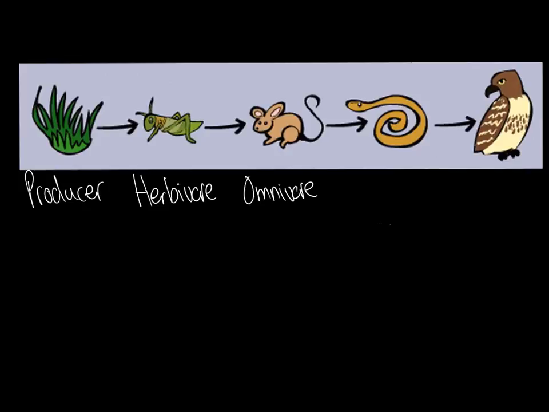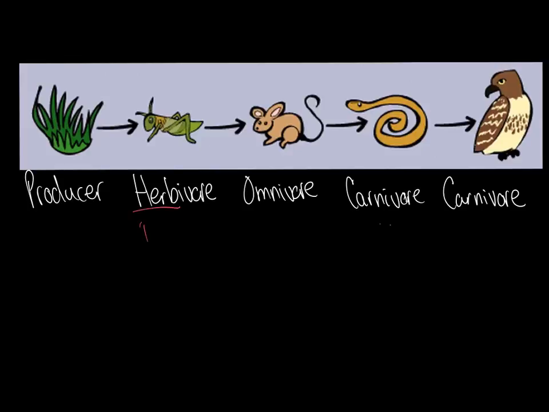What about the snake? Great, the snake eats meat, so because of that it's known as a carnivore. And what about our hawk at the very, very top? Great job, the hawk also eats meat, so because of that we're going to call this one a carnivore as well. So let's review these.